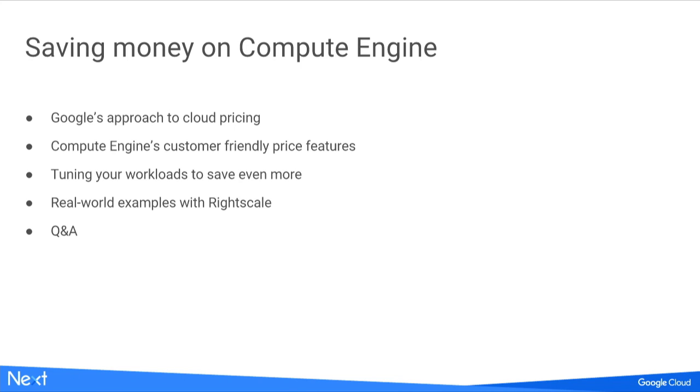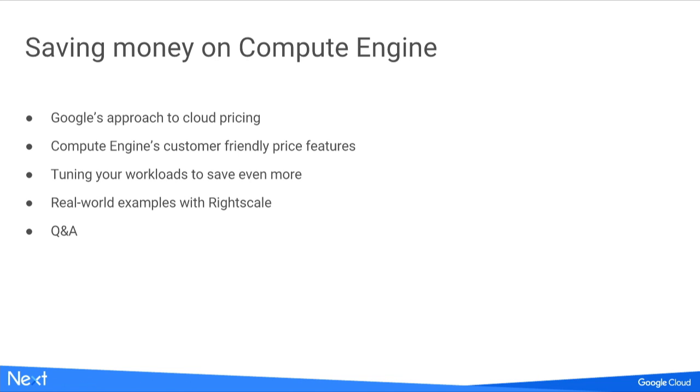So today we wanted to talk about Google's approach to cloud pricing in general and how we think about customers and what we try to optimize for in building products. And then specifically for Compute Engine, we want to talk about the customer-friendly pricing features that we've come up with that we think are really a great way to use the cloud.